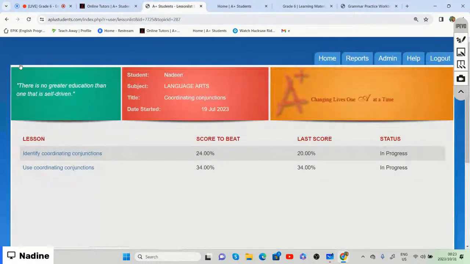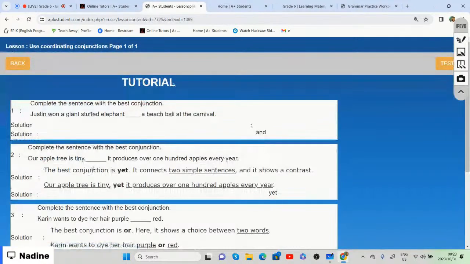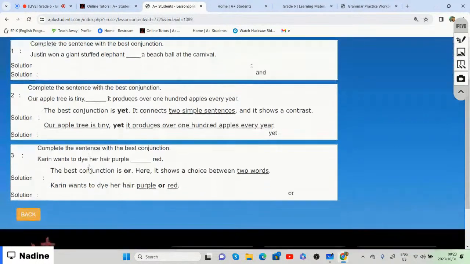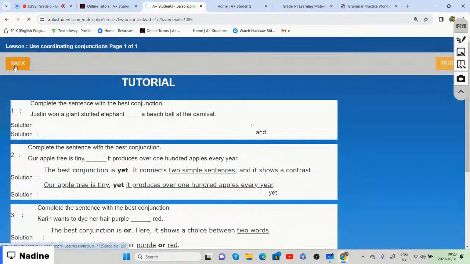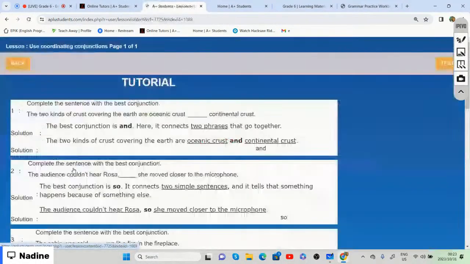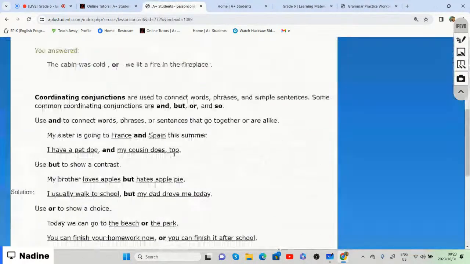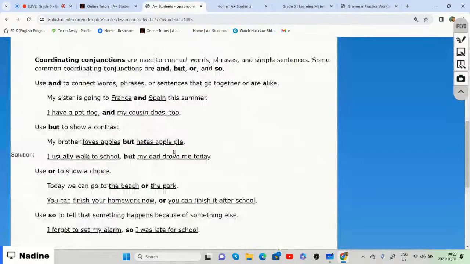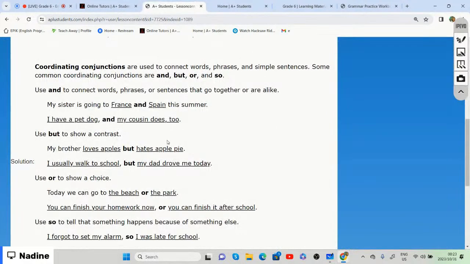So now we're going to the second lesson where we're going to use coordinating conjunctions. The first one was to identify the conjunctions. Now we're going to use the coordinating conjunction. Coordinating conjunctions are used to connect words, phrases, and simple sentences. Some of the common conjunctions are and, but, or, and so.